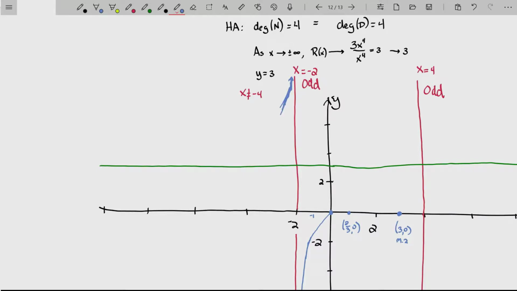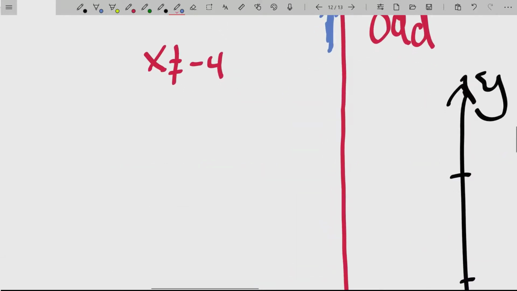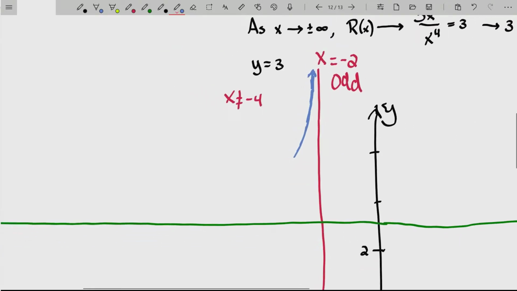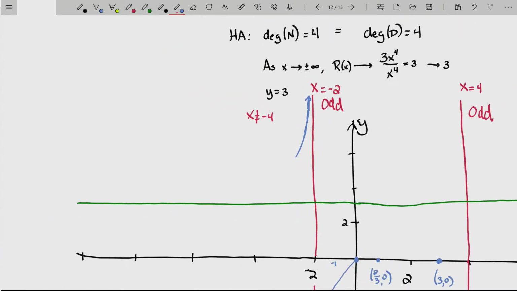Now, this time, I'm not going to forget that, this is terrible. Let's zoom in a little bit. I'm not going to forget that I have a hole in the graph at x equals -4. I just have to keep that visual there. So I'm going to get right about to there, and I'll put a big old open hole.